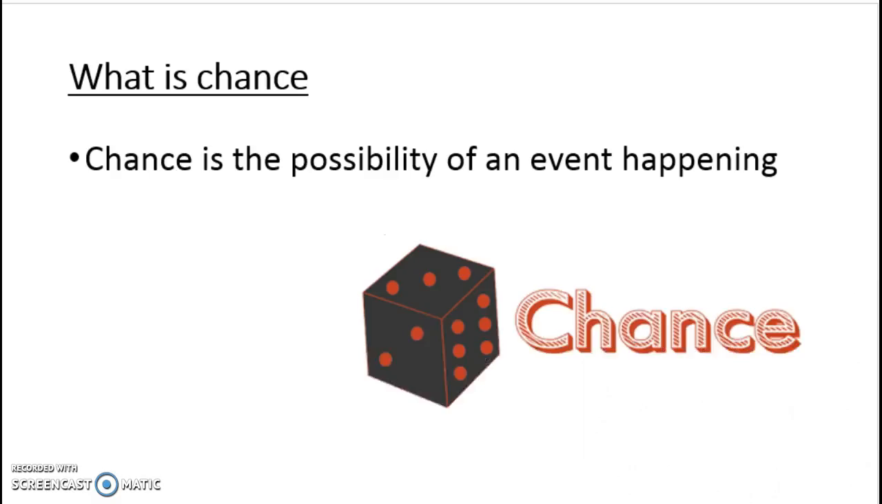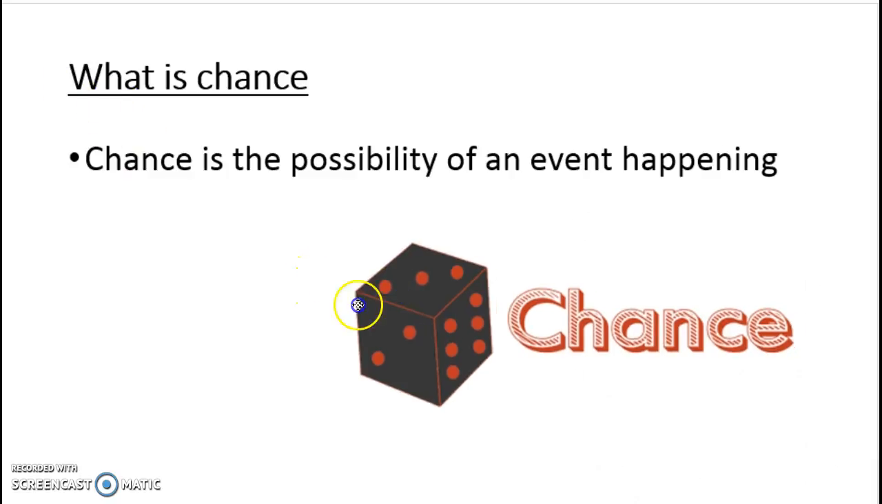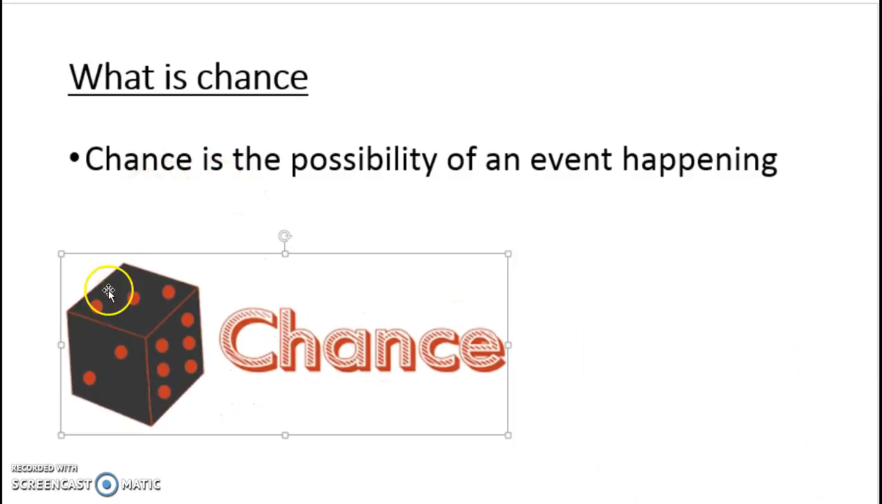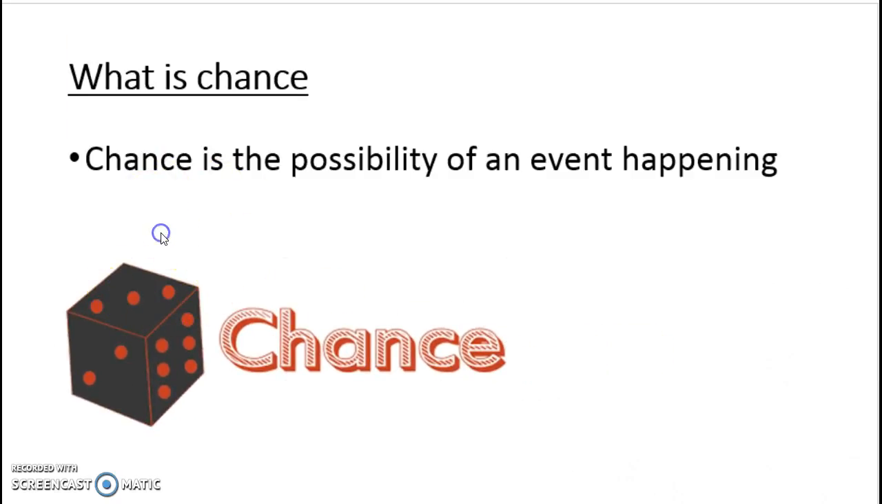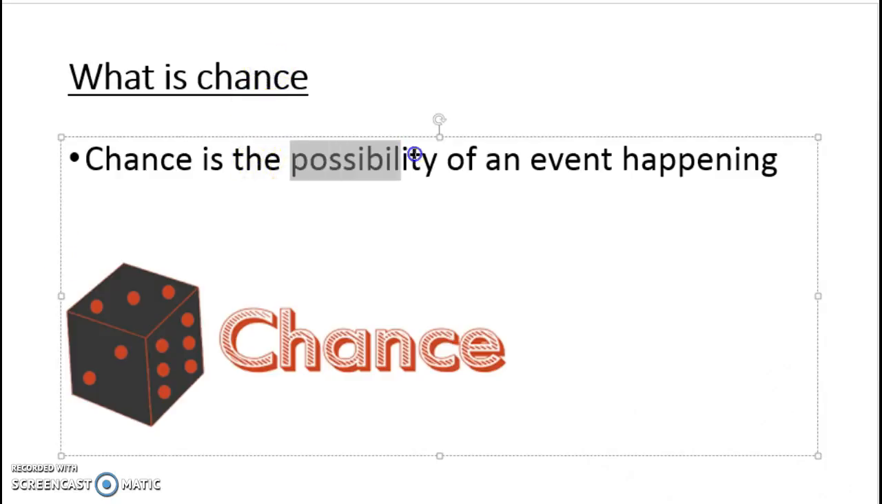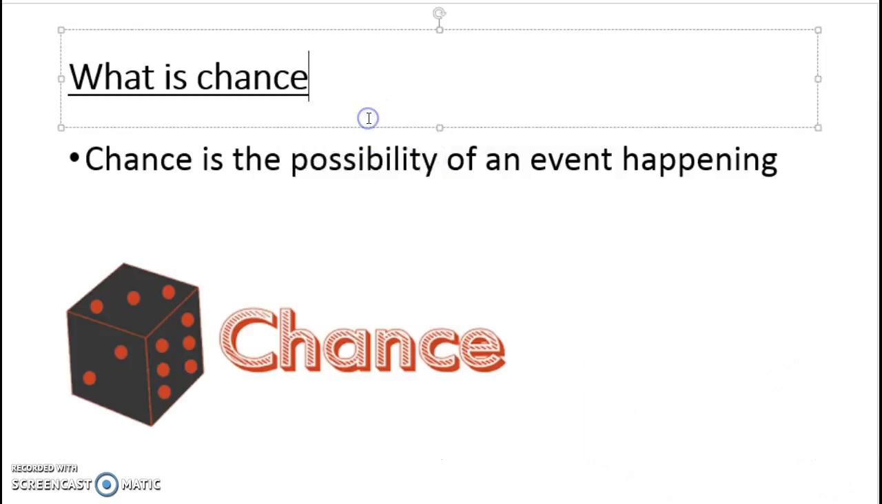First of all though, we need to look at what is chance. Well, as the definition on the screen tells us, chance is the possibility of an event happening. It's when we say something might happen or something might not happen. An example is when we say the chance of a 3 rolling on a dice. That might happen, but there are other numbers on a dice as well, so it might not happen. So chance is when we talk about the possibility of something happening.